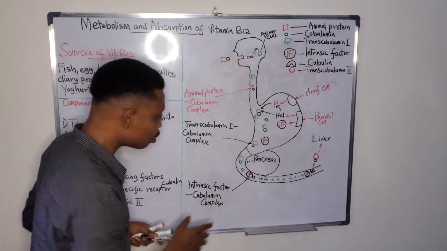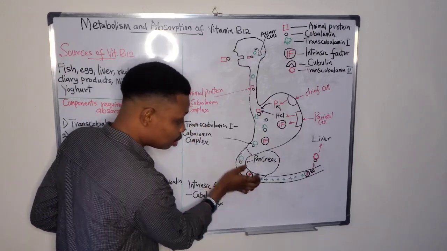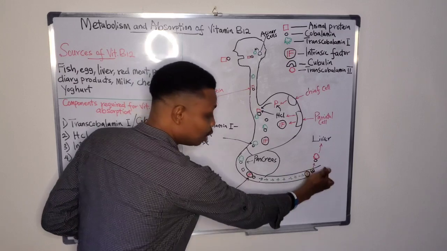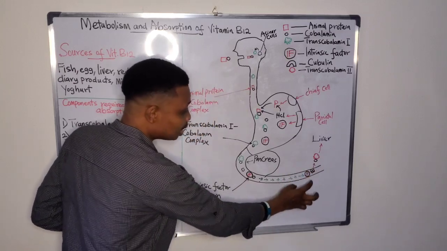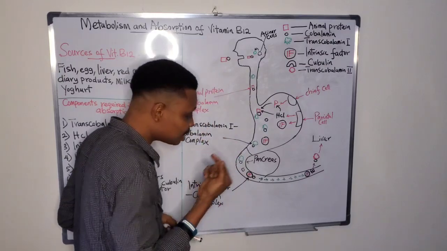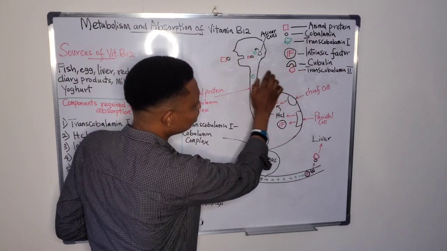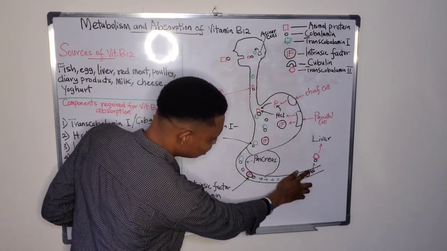Okay, now this complex will move through the duodenum into the jejunum and then to the ileum. Once it gets to the ileum, there is a receptor that is specific to cobalamin, which is called the cobalamin receptor. So this is the receptor. You can see the receptor here.